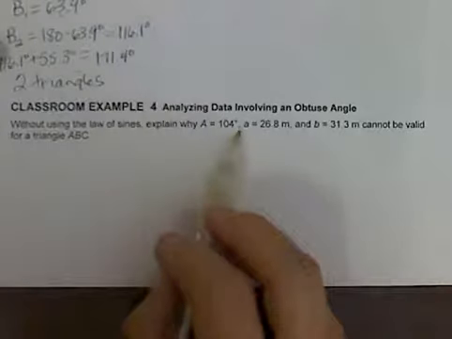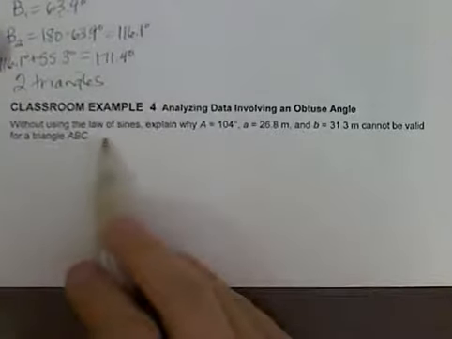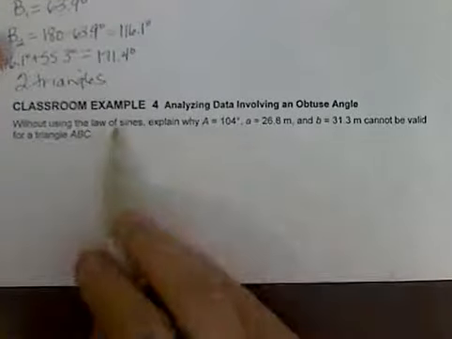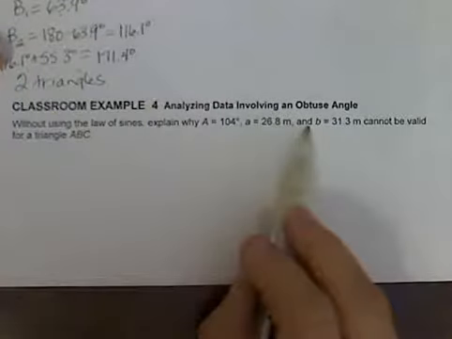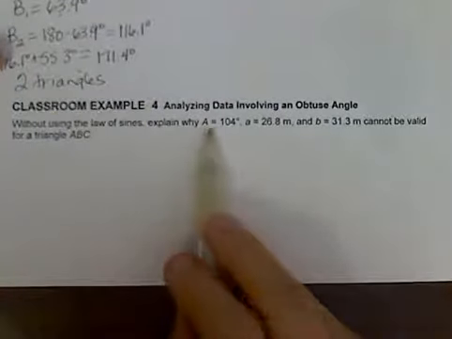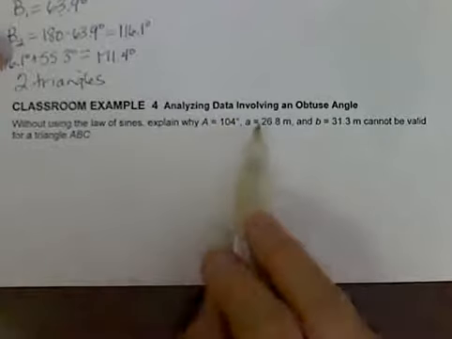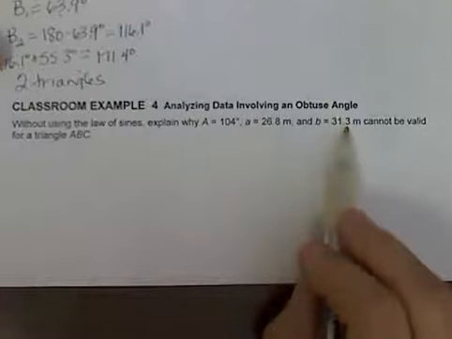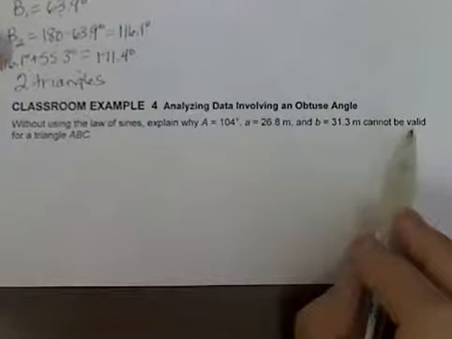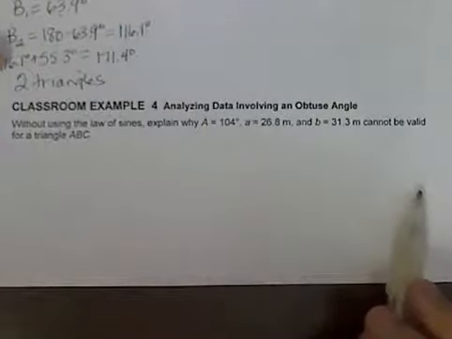One last problem for this. In this one, we're not actually going to solve a triangle, but without even using the law of sines, we want to figure out why this wouldn't work. If we had an angle A of 104 degrees, a side A of 26.8 meters, and a side B of 31.3 meters, why this could not give us a valid triangle.